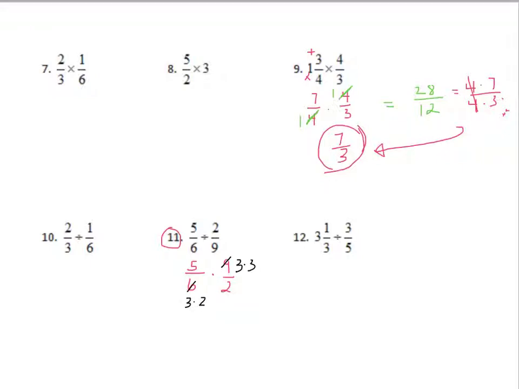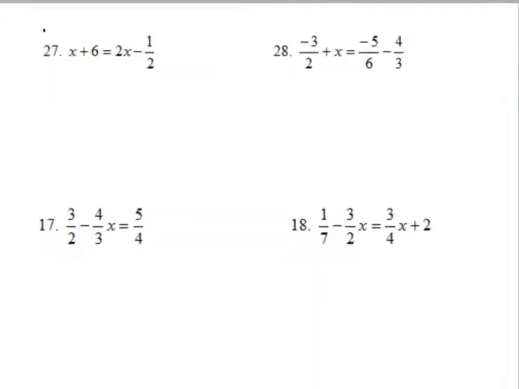I am simply going to cancel 13 in the denominator with 13 in the numerator, and I end up with the numerator of 5 times 3, 15, 2 times 2 in the denominator, 4. 15/4 is my answer. So go ahead and pause the video and work the other 4 problems.